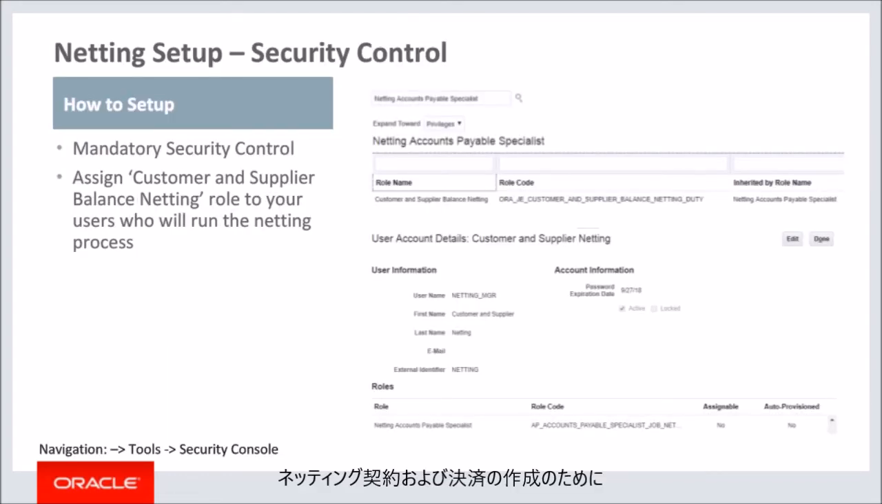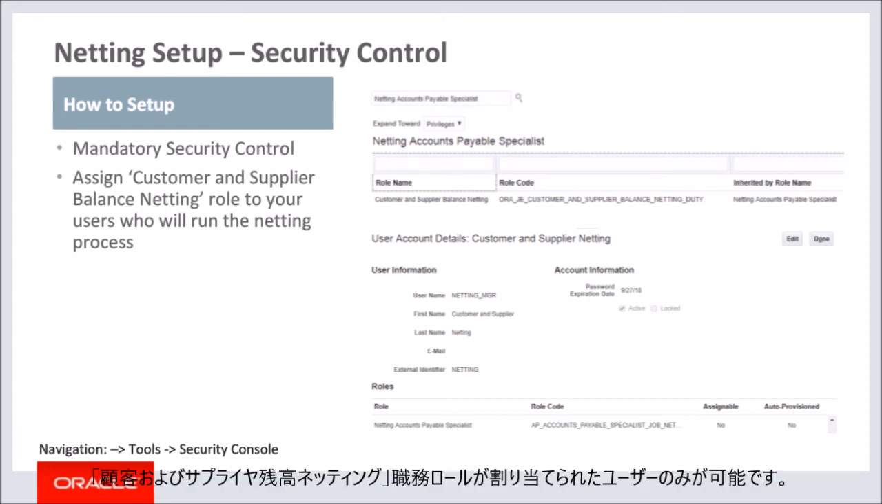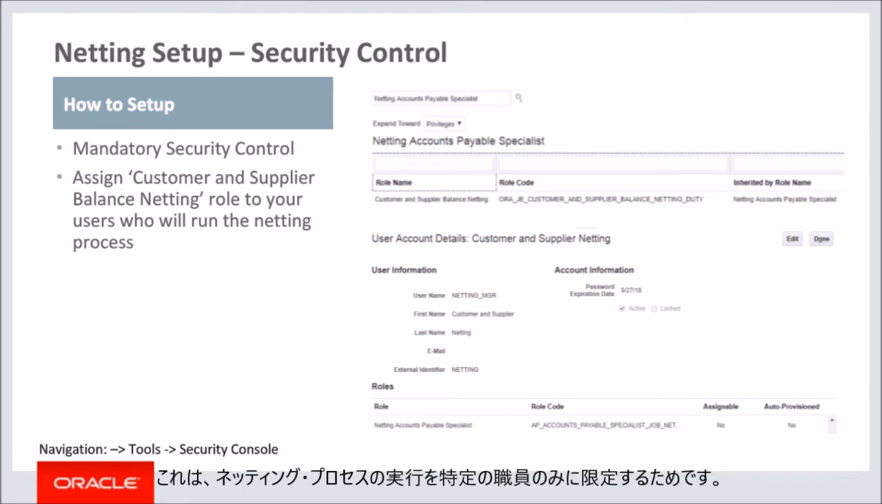Before the netting agreements and settlements can be created, there are some mandatory and optional setup steps. Firstly, access to the netting user interfaces is only made available to those users who have the customer and supplier balance netting duty role assigned. This is to ensure that only key personnel can perform the netting process. And once they have been given access, the netting user interfaces are made available via the Payments work area in AP and the Accounts Receivable work area in Receivables.